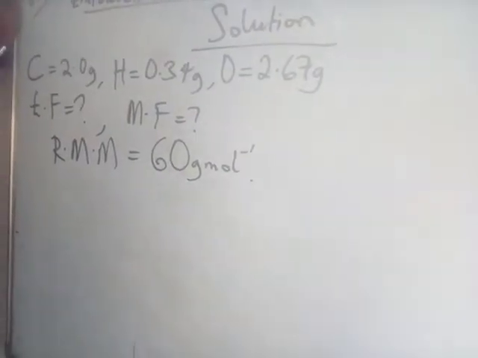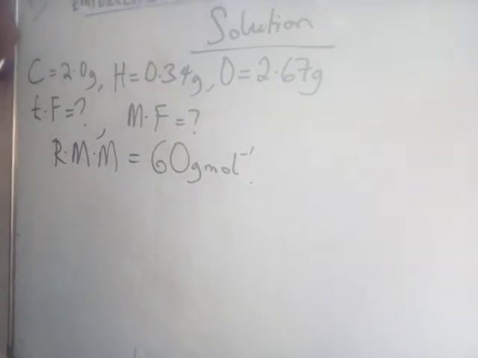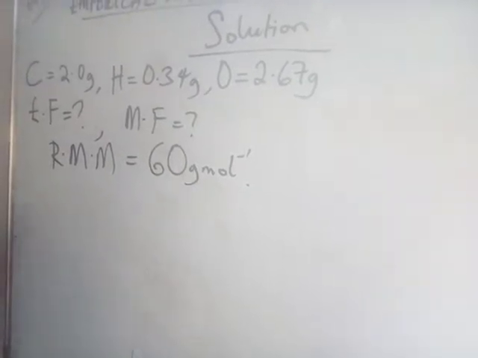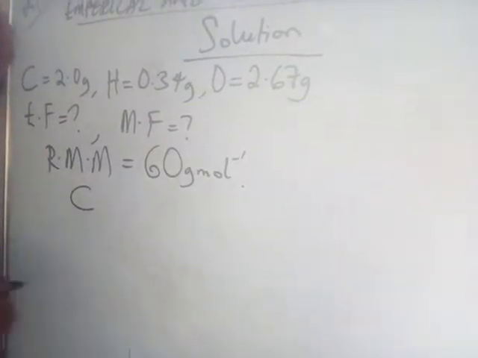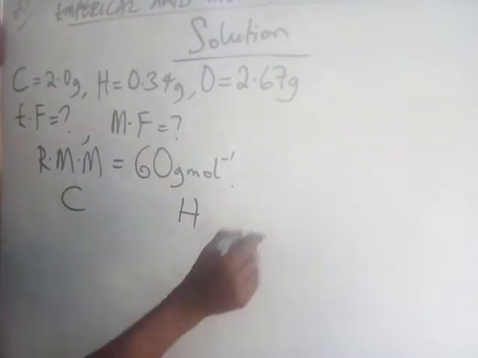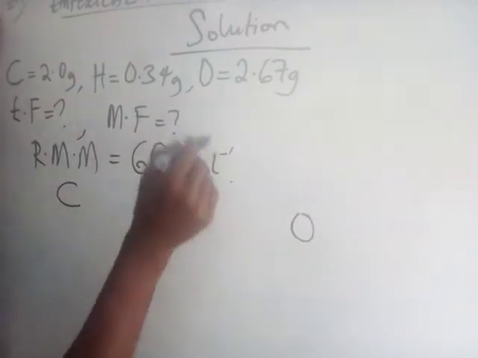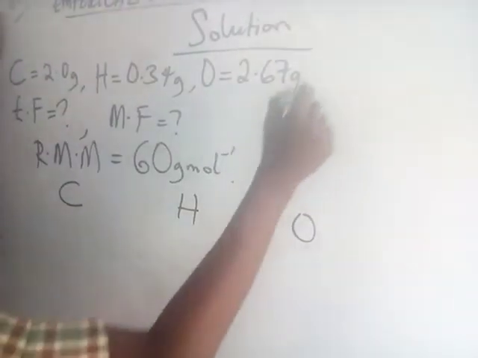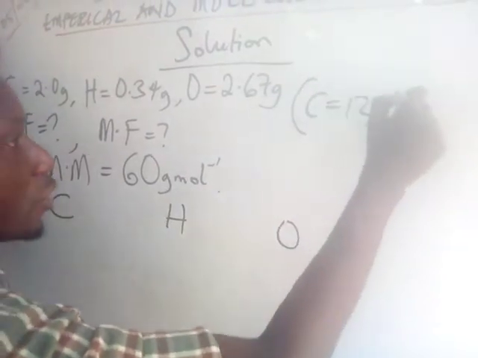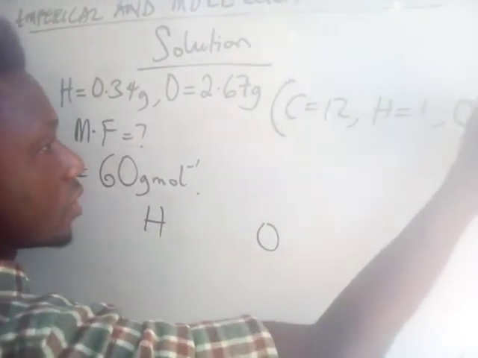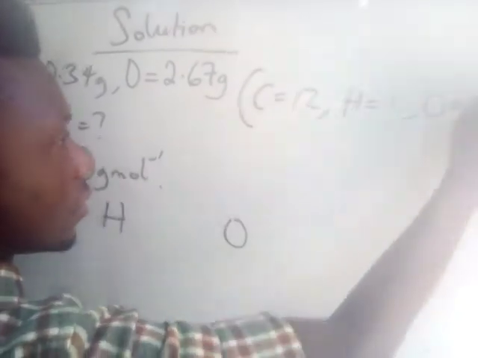Now, I want you all to look up. Anytime you want to solve this, it's not hard. Just like the way they gave you, just write carbon, hydrogen, and oxygen. You have been given the mass numbers of these atoms to be what? Carbon is 12, hydrogen is 1, and oxygen is 16.